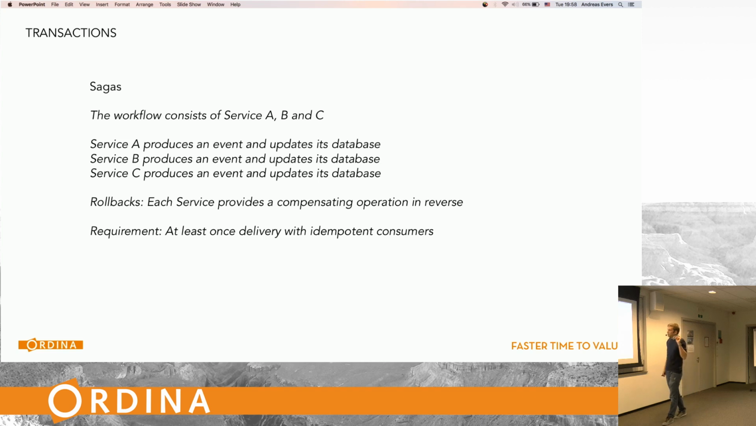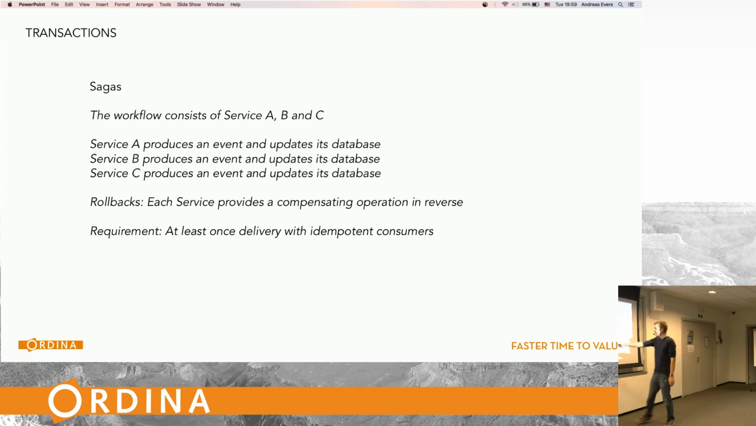But the requirement here is that you need to have at least once delivery of your events. You can have 2 styles here: at least once or at most once. Okay, we want the at least once delivery. You can't have exactly once. That's impossible. That's a fallacy of distributed computing.